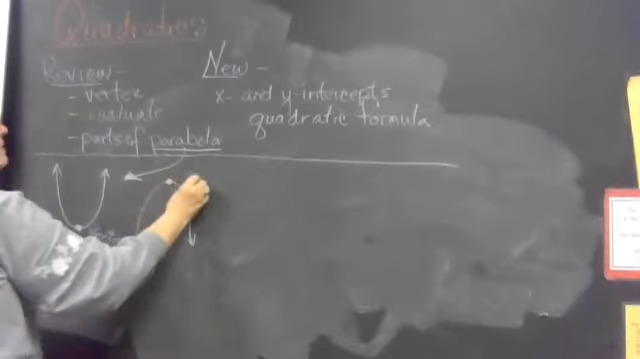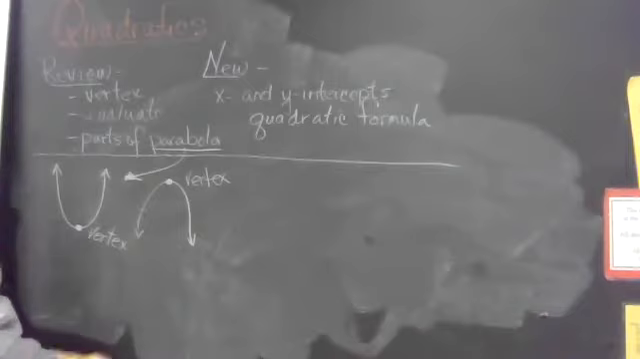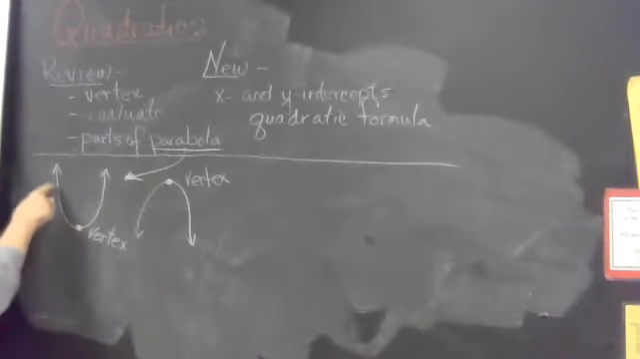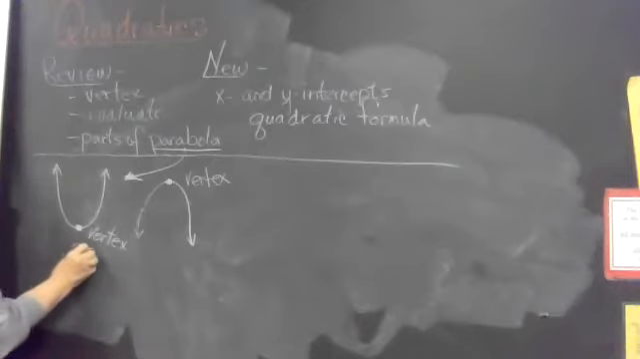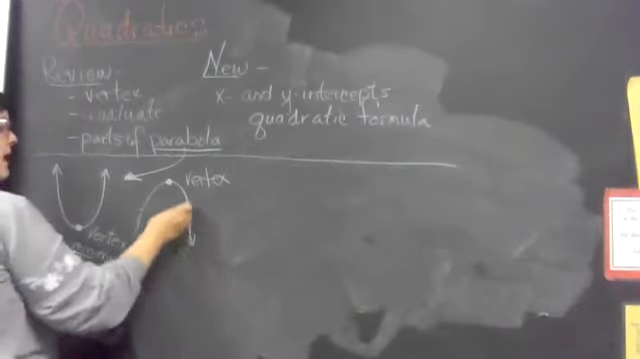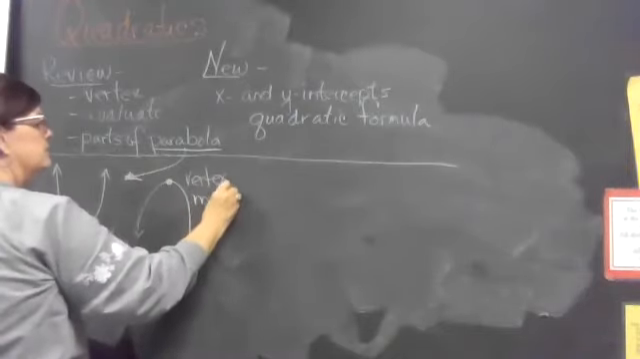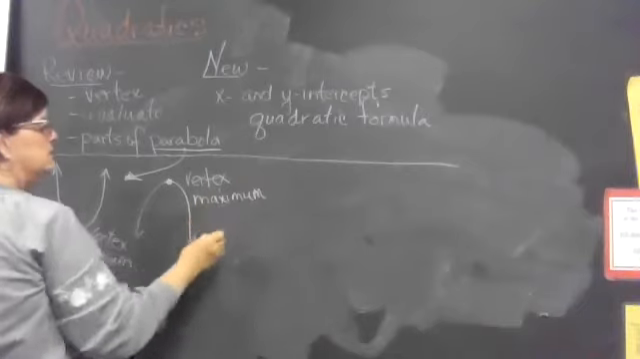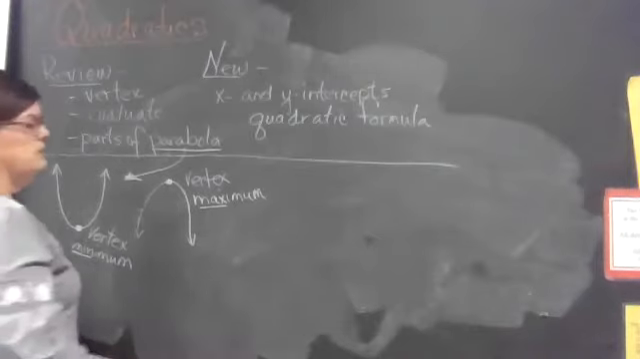Now, in each case, the vertex is called either a maximum or a minimum, depending on the position that it's in. The vertex here is at the bottom. It's the very smallest point on the graph. And so this is a minimum. They refer to it as a min sometimes. And the highest point when the parabola is upside down is called a maximum. Sometimes referred to as the max.